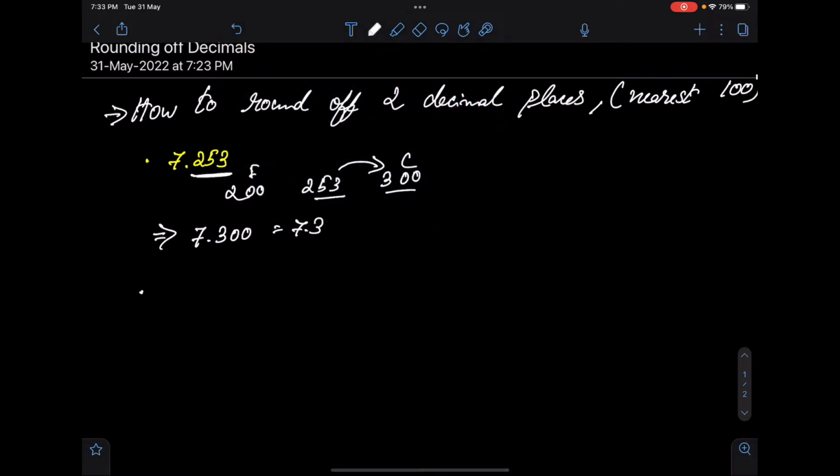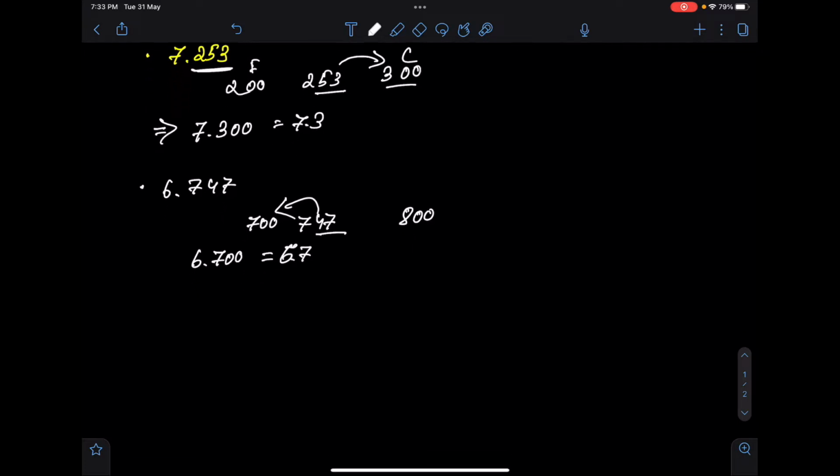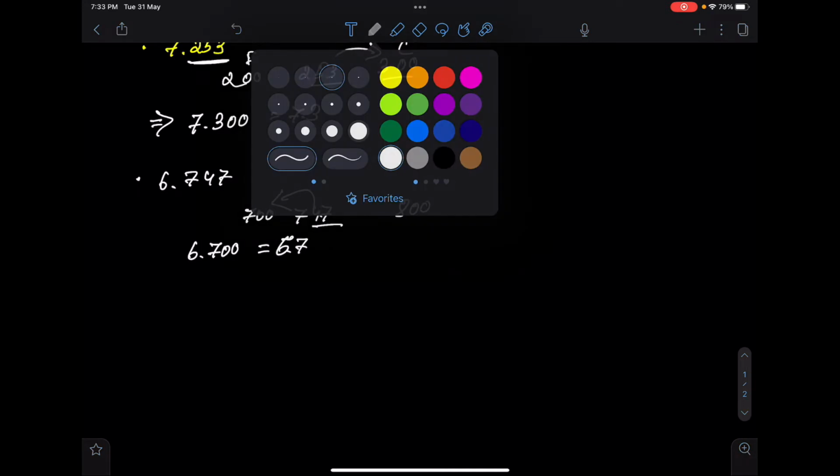Then the same thing we can do again for a different example. Let's say 6.747. How do we do that? So we take 747, the decimal part, the part after the point. We take the two numbers, that is 800 and 700. Where does it go? 47 goes here, so we have 6.700, which we can also write as 6.7.